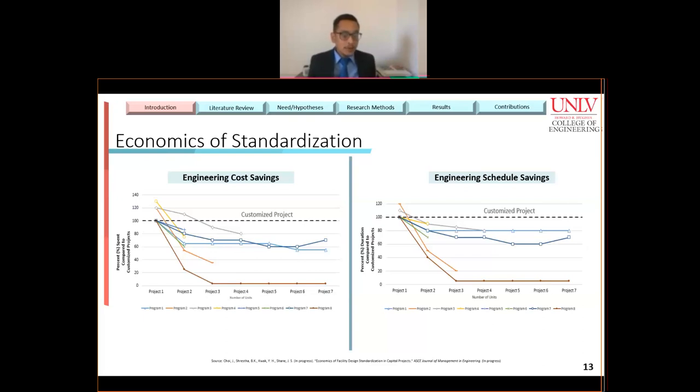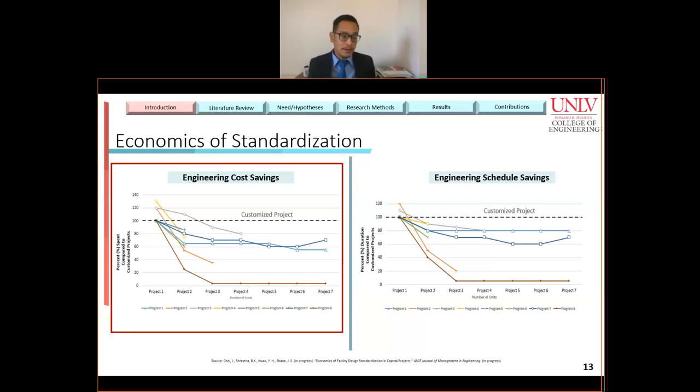So the y-axis represents the percent spent for cost and schedule as compared to customized projects. The x-axis shows the different units, in this case, projects. The differently colored lines represent the different programs on which the case study was conducted. And the dotted line is a representation of a 100% line that is for the conventional customized project cost and for the schedule. So let's talk about the cost savings.